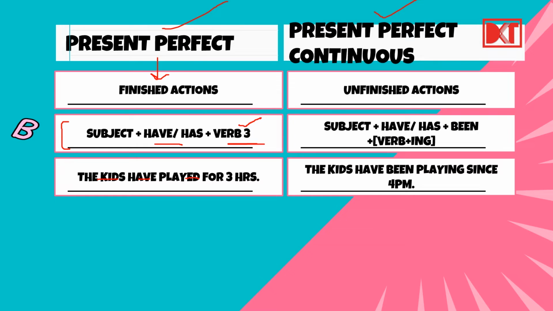Then here, present perfect continuous talks about unfinished actions, formed with subject plus have or has plus been plus verb plus ing. Now here you see the kids have, the kids is the subject, have to be used, then been, and then the verb is play, the ing form, playing since 4 p.m. So it is an action which hasn't finished, which means the kids are still playing, right? So we use present perfect continuous for an action that is still continuing, that is unfinished.